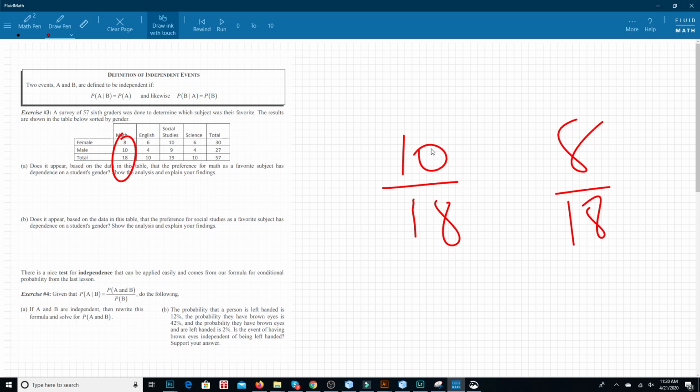Does it appear, based on the data, that the preference for math as a favorite subject has a dependence on the student's gender? Show the analysis and your finding. Well, actually it does. Because if you look at it, for male it says 10 over 18. For female it's 8 over 18. That's just for math.